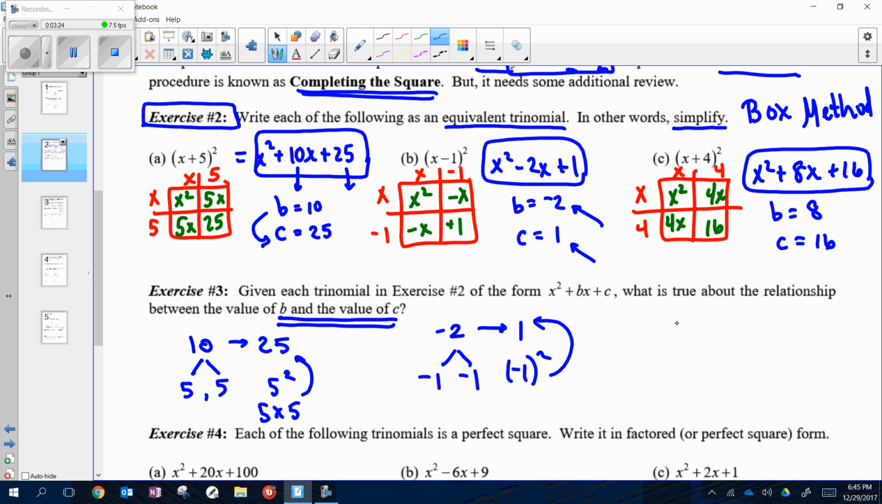Let's look at that again. In the third example, I have an 8 and a 16. How does 8 become a 16? If I take half of it, 4 and 4, and I square that, I then get 16.